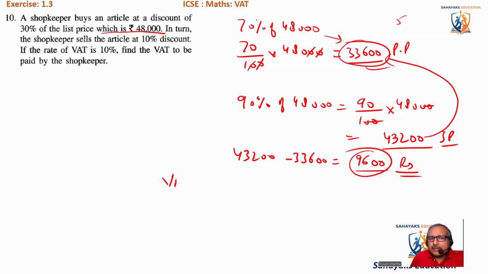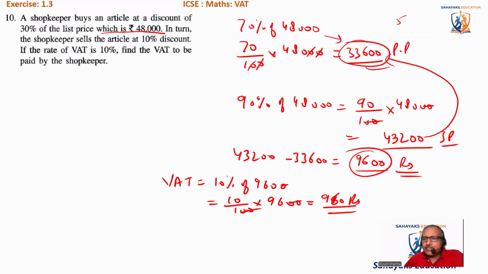So VAT paid by him is equal to 10% of 9,600. This value comes out to be 10 divided by 100 into 9,600. This gets cancelled out. It comes as 960 rupees. 960 rupees is the VAT which he has paid.